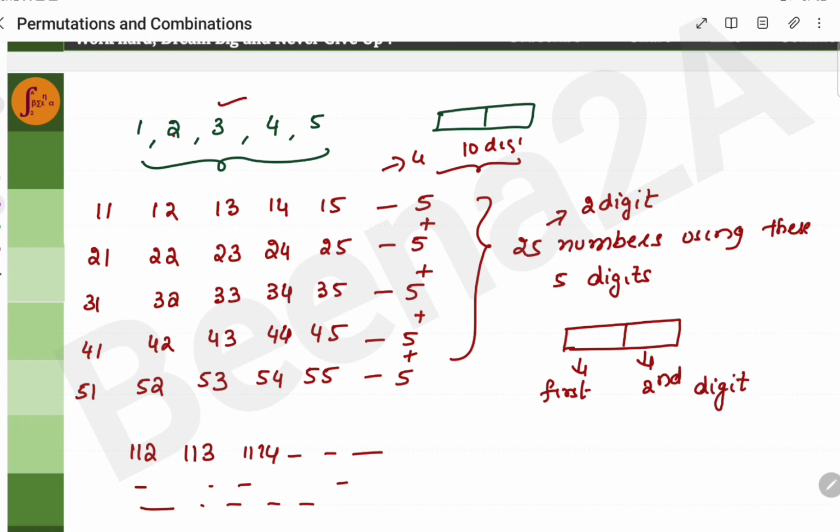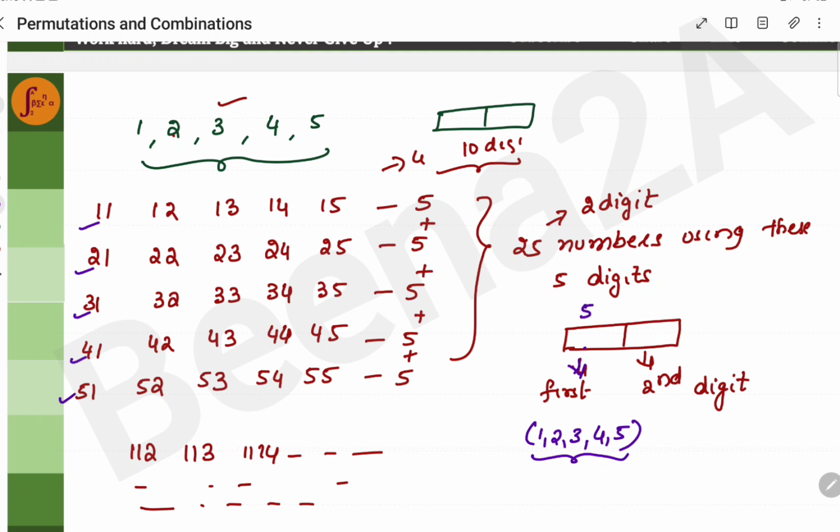Now here, how many ways can I form the first digit? I have 5 digits, 1, 2, 3, 4, and 5. I can use any of these digits in the first digit. So the first digit can have 5 numbers. I can use any of these 5 numbers. So I will write 5 here.